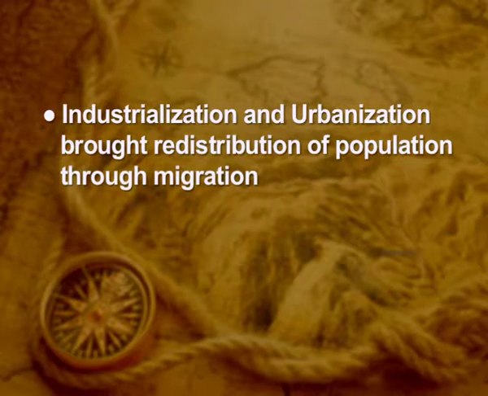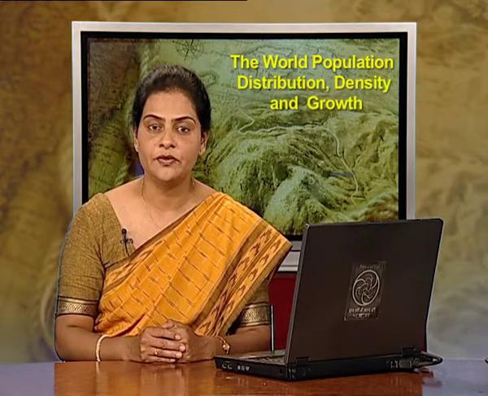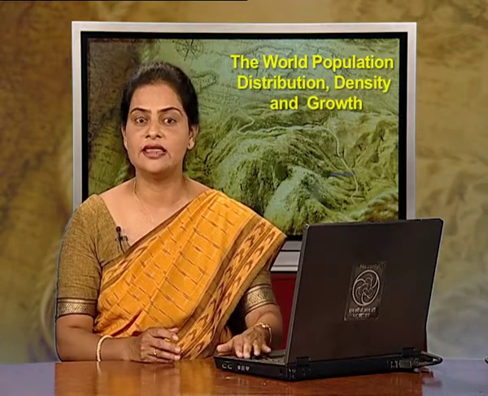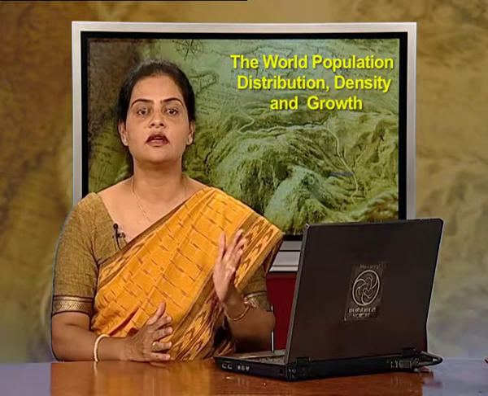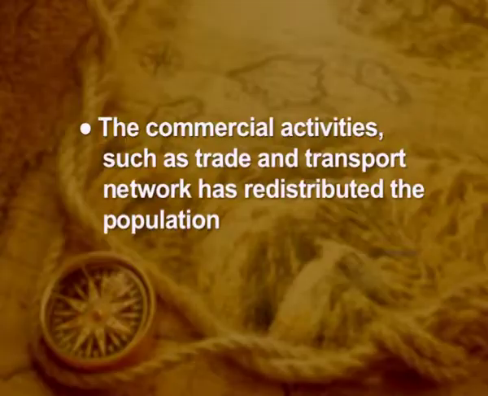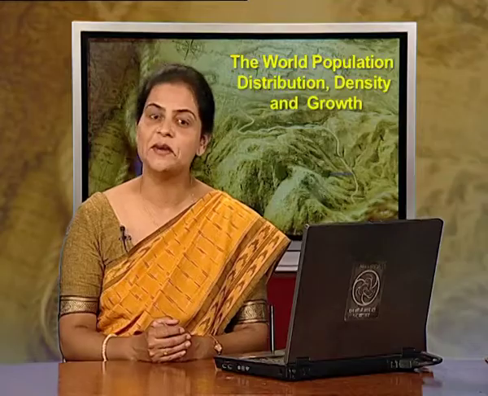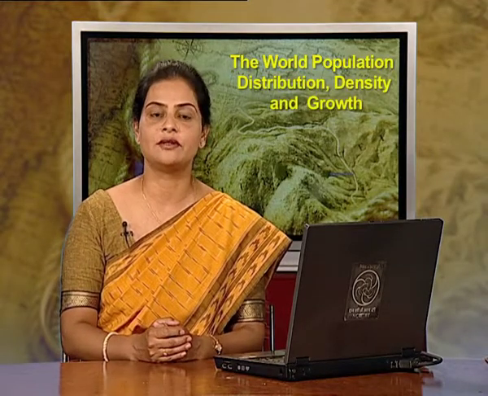Industrialization and urbanization brought redistribution of population through migration. Apparently, high economic activities attracted people and these developed into industrial hubs. Commercial activities such as trade and transport networks have redistributed the population. With this development, megacities emerged.